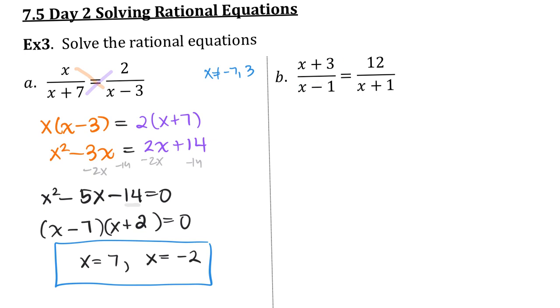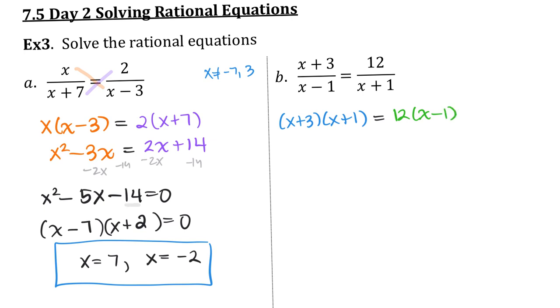Okay, let's try B. Okay, I have a fraction equals a fraction, so cross multiplying is totally allowed. If I do x plus 3 times x plus 1, I'm going to get a mess, but I'm going to do it, equals, and then I'm going to cross multiply in the other direction, so I have 12 times x minus 1.